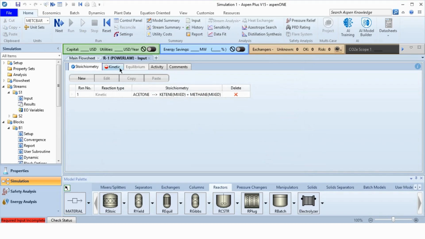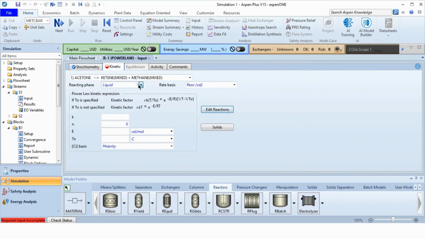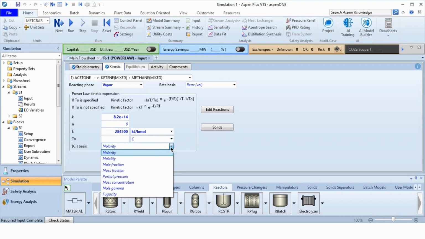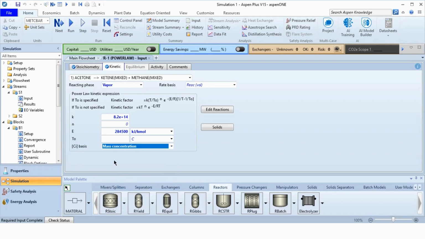Click on next. Then we will go to the kinetic. The reacting phase will be vapor. The value of the pre-exponential factor is 8.2 E of 14. Then for activation energy, selecting the unit kilojoule per kmol, it is 284,500, and changing the concentration basis to mass concentration.